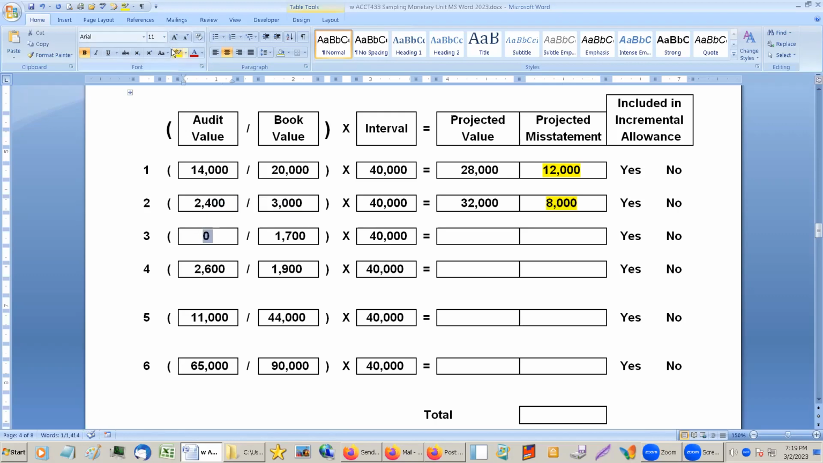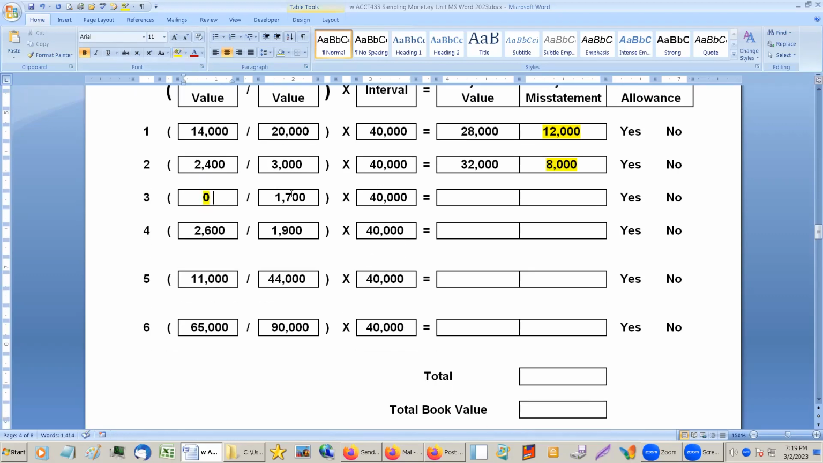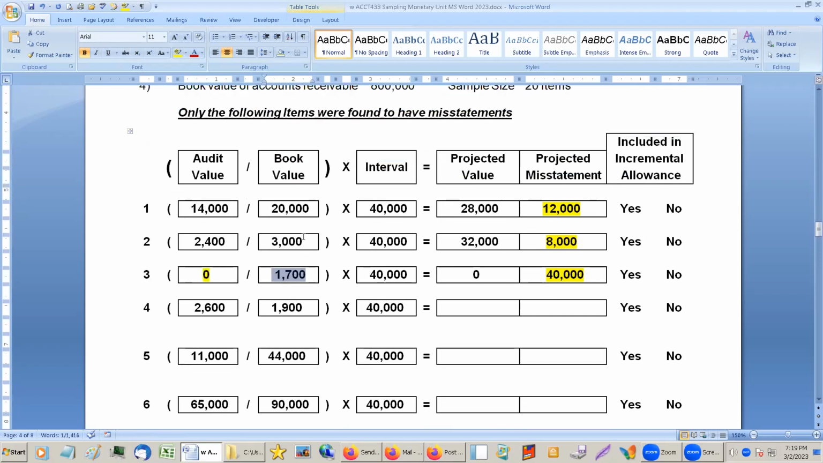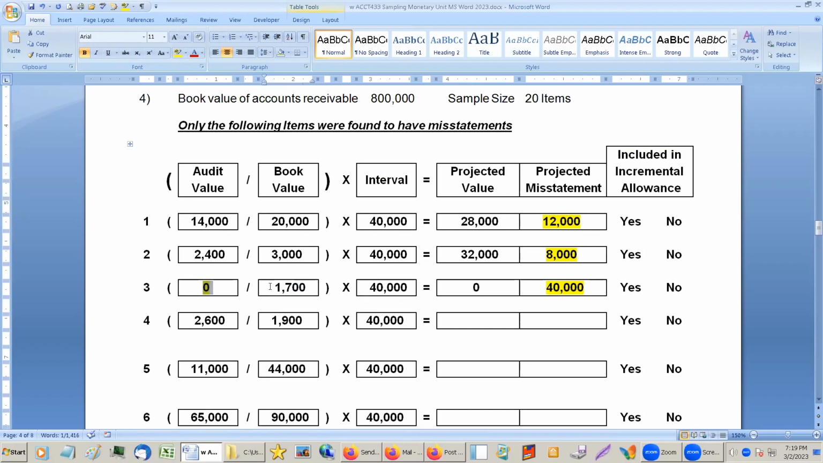And this one's a little unusual. I'm going to talk about it a little bit, but generally though, if this is 0, 0 divided by anything is 0, and then this misstatement would be 40,000. I don't know if this is humorous or not, but they'll tell you in the books too, if it is 0, you have to look and see why, which is kind of funny because you're going to do that anyways. But if the 0 is correct and the 1700 is correct, then this is it.